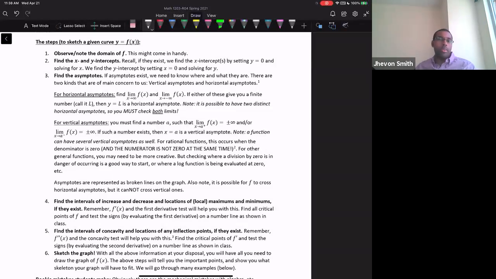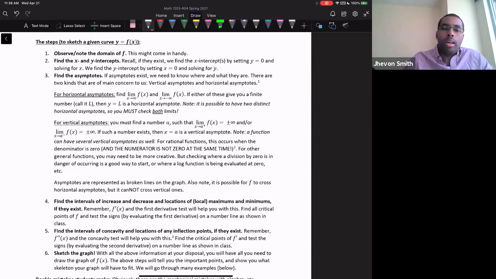You're going to note the domain of f, write it down. You're going to find the x and y intercepts, as long as that's possible to do. You're going to find asymptotes, which we spoke about last time, how to find horizontal and vertical asymptotes, which I again recopied in the notes here.